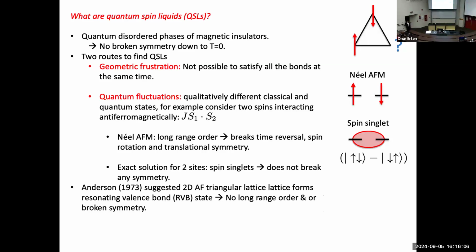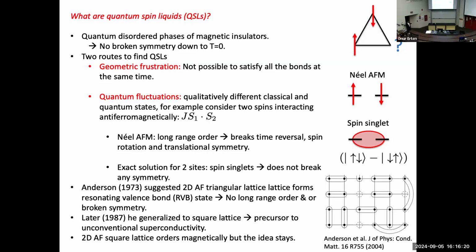So this idea came from Phil Anderson a long time ago, 51 years ago. He suggested this for the antiferromagnetic triangular lattice. And later on, he generalized this to the square lattice as a precursor for unconventional superconductivity. Now we know that after many years, people have done numerical simulations for the two-dimensional square antiferromagnetic lattice, and it actually orders magnetically. So Anderson's proposal was not completely correct.